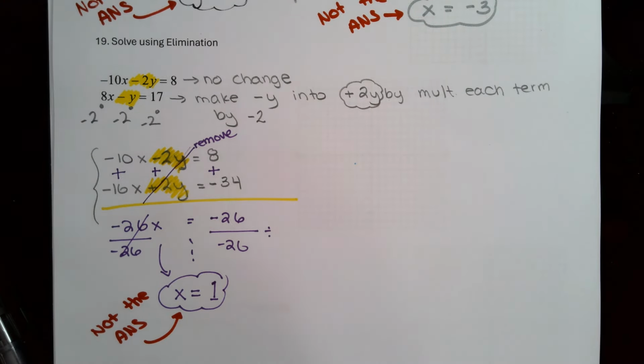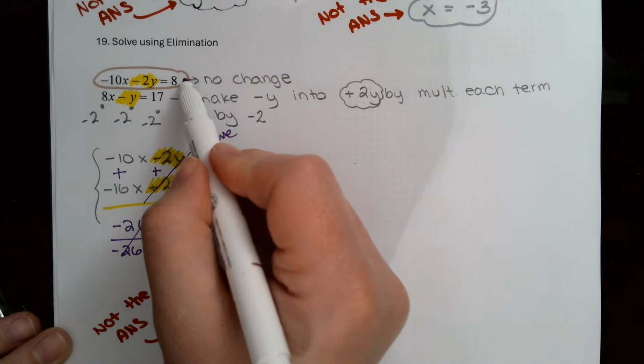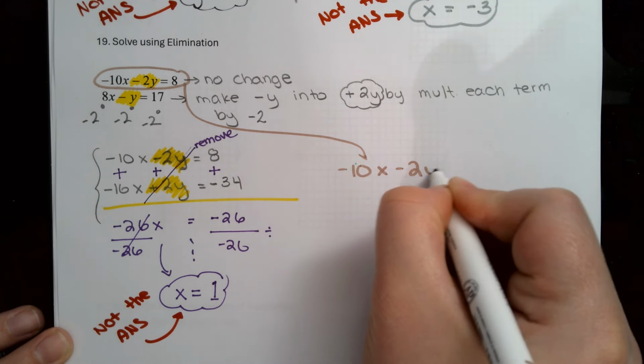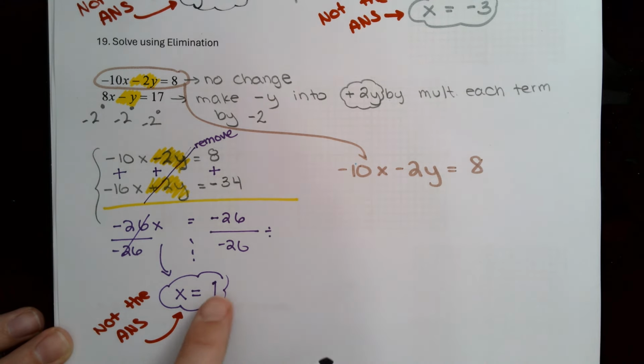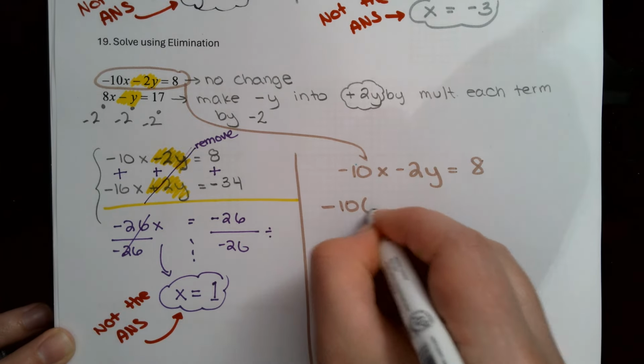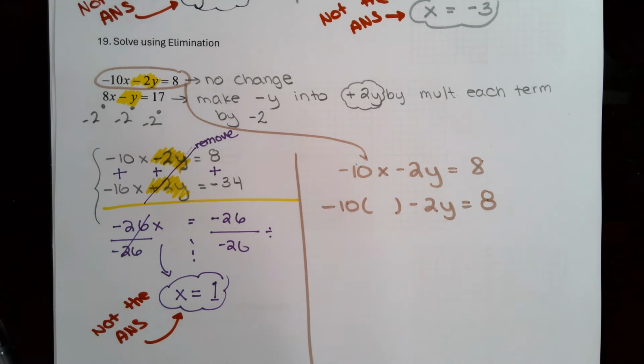We're going to pick up one of the originals or one of your changes. Again, I usually don't think too much about it. I just picked the one that's on top. We get -10x minus 2y is equal to 8. What did we solve for? We solved for x. So that means I'm going to open up for the x value, replacing the x with the number that I solved, which is 1.